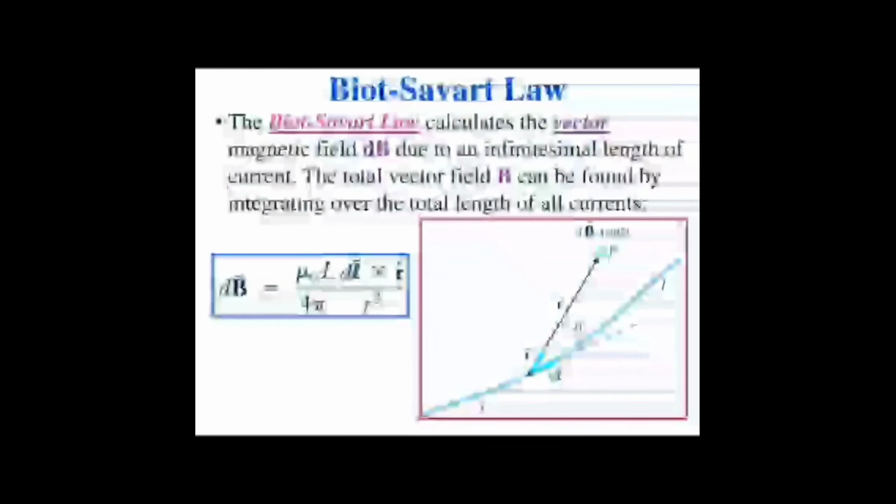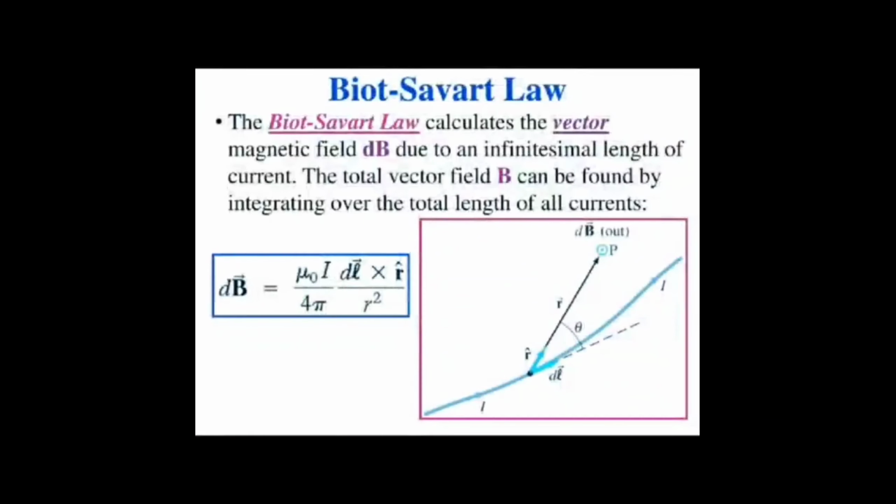The Biot-Savart law calculates the vector magnetic field dB due to an infinitesimal length of current. The total vector field B can be found by integrating over the total length of all currents. So dB is equal to mu sub 0 times I over 4 pi times dl times r cap over r squared. As you can see in the picture below, I represents the current flow of the wire.